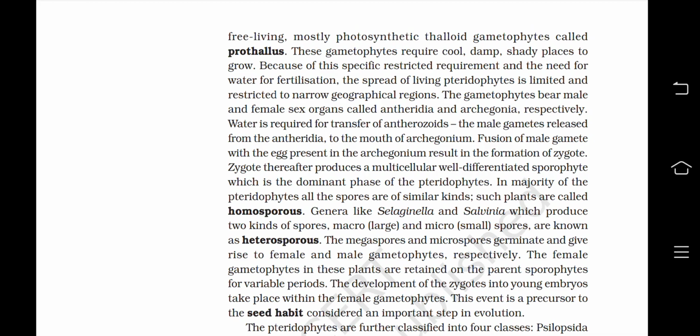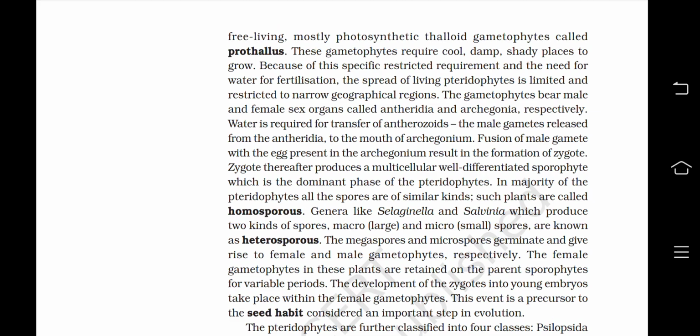The gametophytes bear male and female sex organs called antheridia and archegonia respectively. Water is required for transfer of antherozoids, the male gametes released from the antheridia, to the mouth of archegonium. Fusion of male gamete with the egg present in the archegonium results in the formation of zygote. Zygote thereafter produces a multicellular well differentiated sporophyte, which is the dominant phase of the pteridophytes.